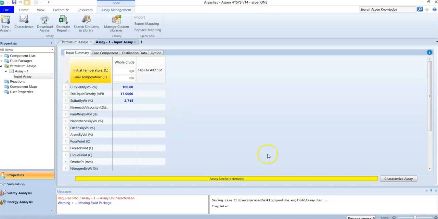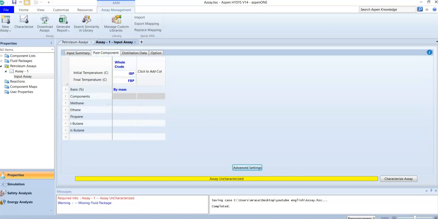Okay. After that, the second section is about the pure component. So in the pure component, you can use this tab, and here you have your initial boiling point, mass, and final boiling point. In this section, you can add the composition of each one. Okay. So here we have, starting after C1 to C4, from C5.